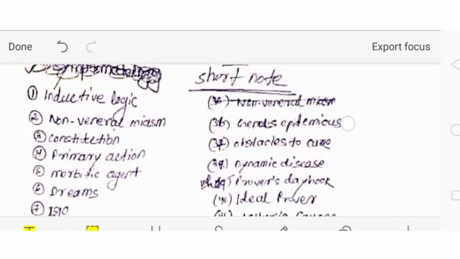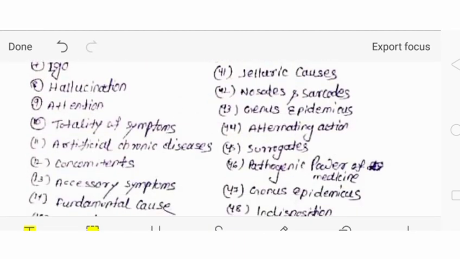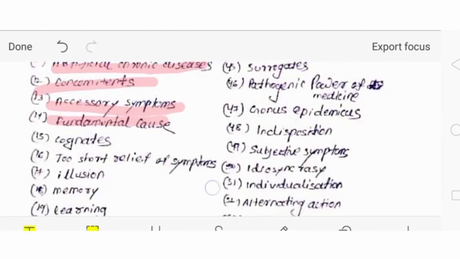Now in short notes, these are common: inductive logic, venereal miasm, constitution, primary action, morbific agent, dream. Then ego, hallucination, attention. In the psychology part you must be strong about their definitions. Definitions also in the viva. Okay, then totality of the symptom, artificial chronic disease, concomitant, accessory symptom, what is fundamental cause. So definitions must be written in your short note points.